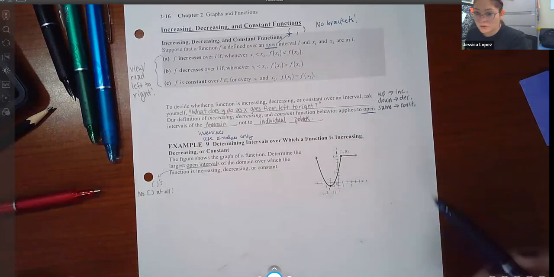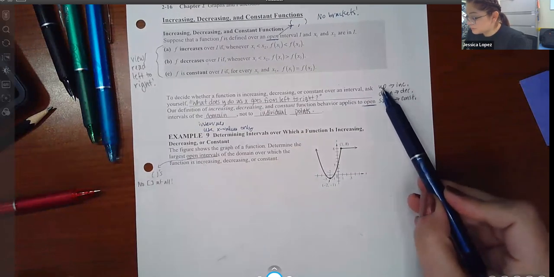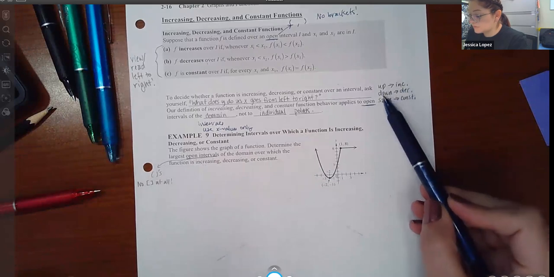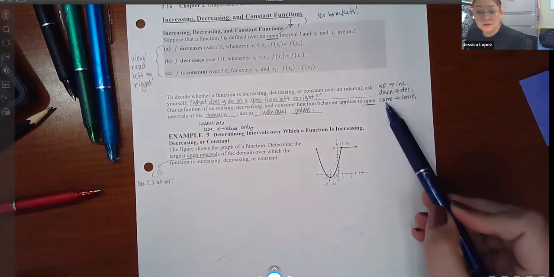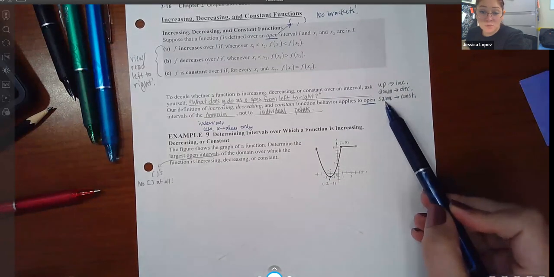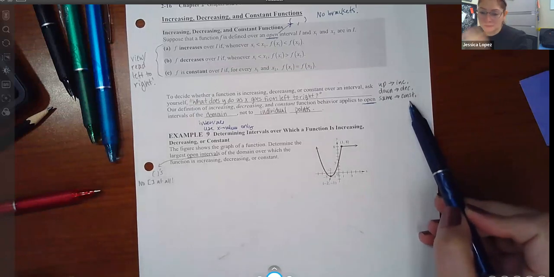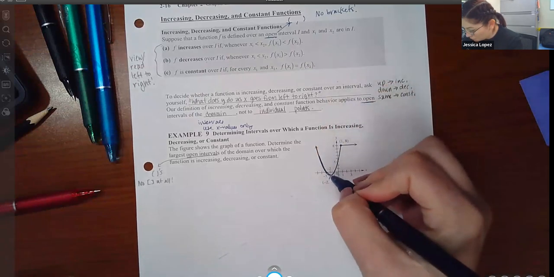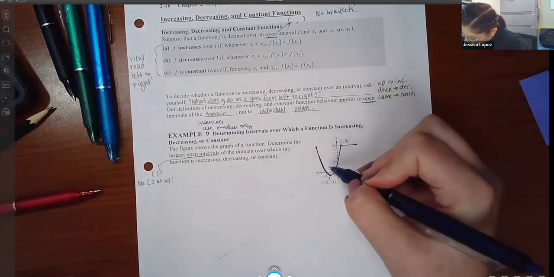You look at the y values, but you don't write the y values in your answer. Okay. Now, again, if you're looking at it from left to right, if it goes up, it's increasing. If it goes down, it's decreasing. If it's not going up or down at all, it's just staying the same y value, then it's constant. So if I trace this graph from here to here, I notice that it's actually going downward. So in this region right here, it's actually decreasing.